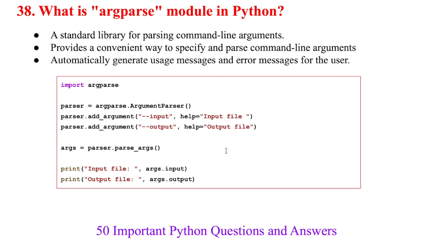So here in the example code, the argparse module is used to define two command line arguments, input and output, which correspond to input and output files. The parse_args method is used to parse the command line arguments provided to the script, and the resulting arguments are then accessed via the args object.